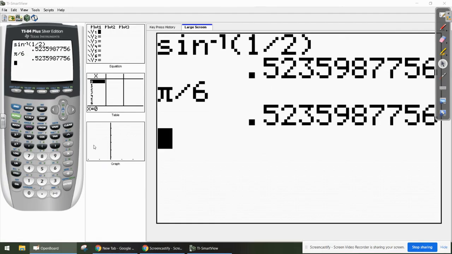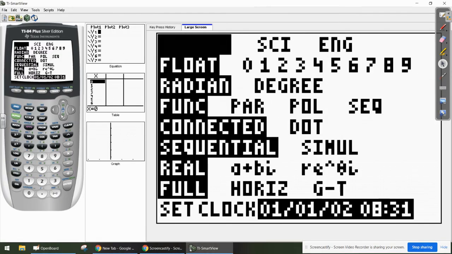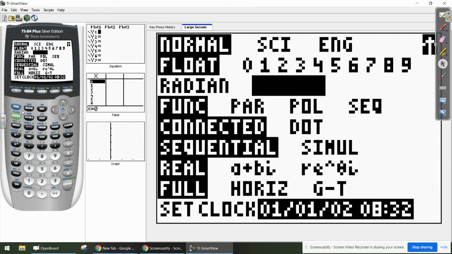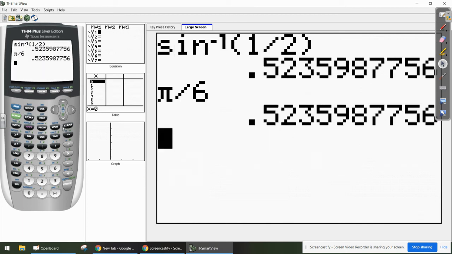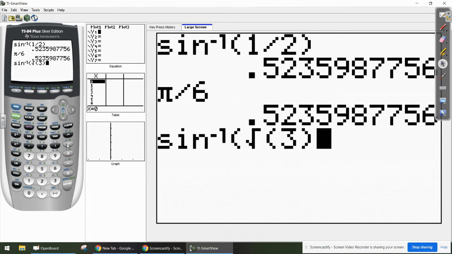Go back to your calculator and let's check it in degree mode, just because that seems to be a little bit easier versus trying to figure out which decimals we're getting. So if I quit and I go to the inverse sine of the square root of 3 divided by 2, and I hit enter, we get 60 degrees.